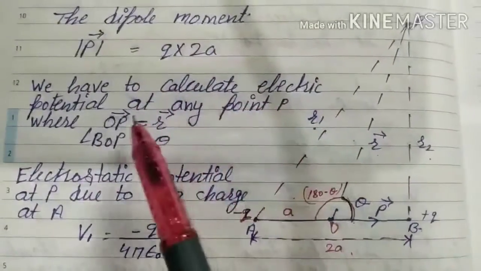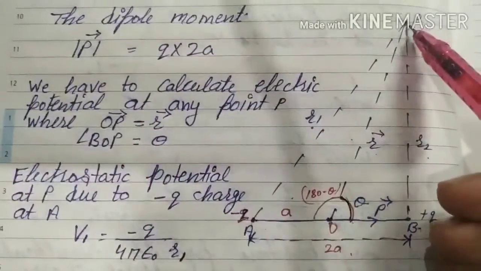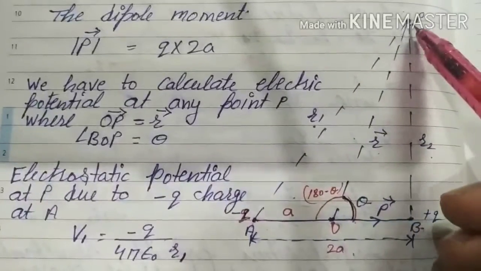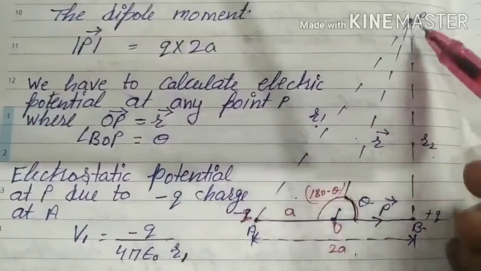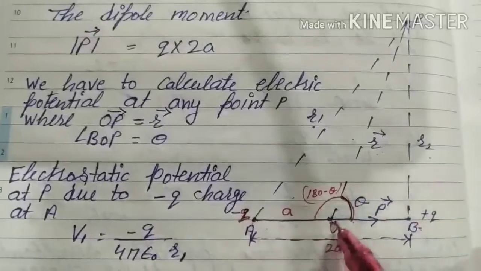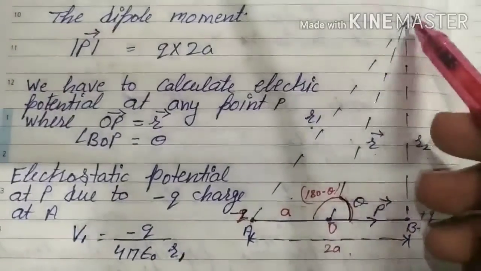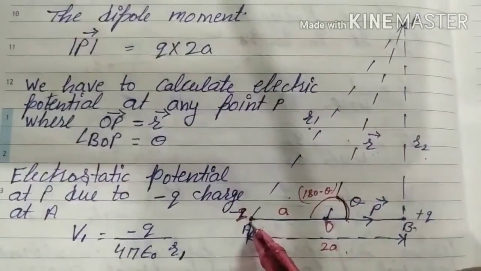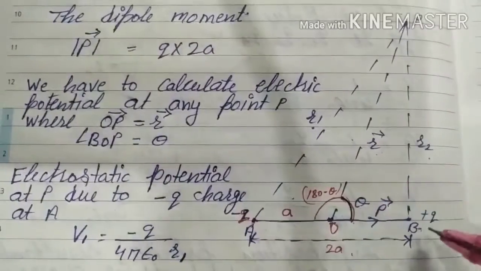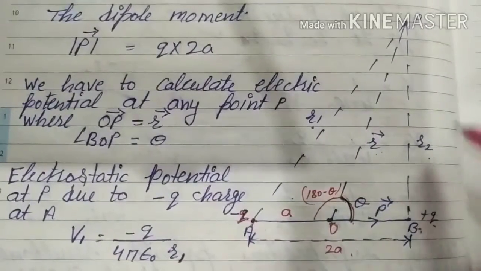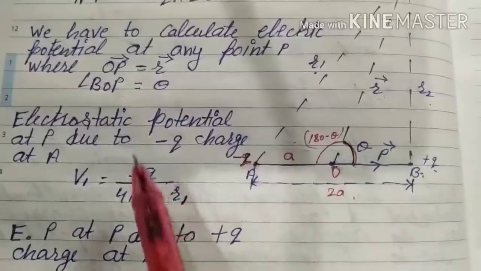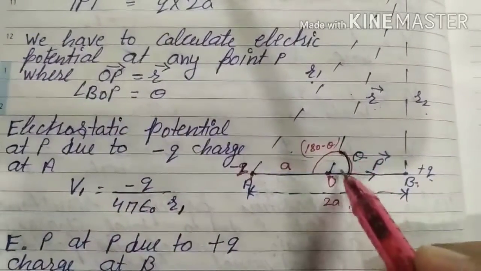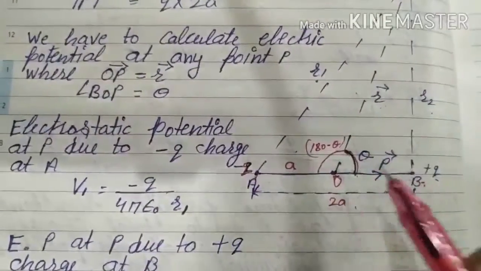We have to calculate the electrostatic potential at point P here. The position vector of the point from the center of the dipole is R. The position vector from point A, where the negative charge is placed, is R1, and the position vector from B, where the positive charge is placed, is R2. The angle between the line from the center to point P is theta.